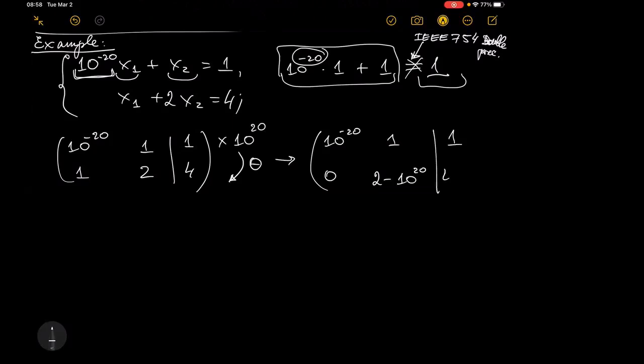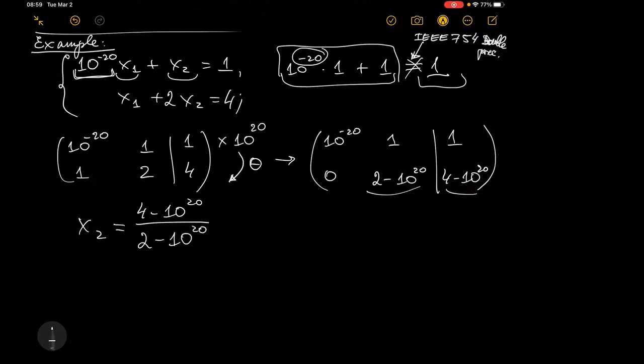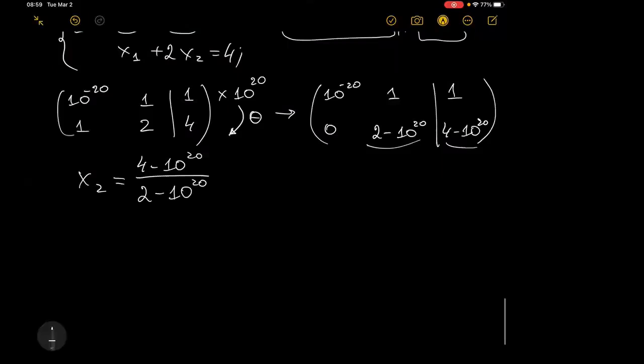4 minus 10 to the 20th. Something like that. So from the bottom equation from here, we can get that x2 is nothing else but 4 minus 10 to the 20th divided by 2 minus 10 to the 20th. So, okay. So, exact solution.